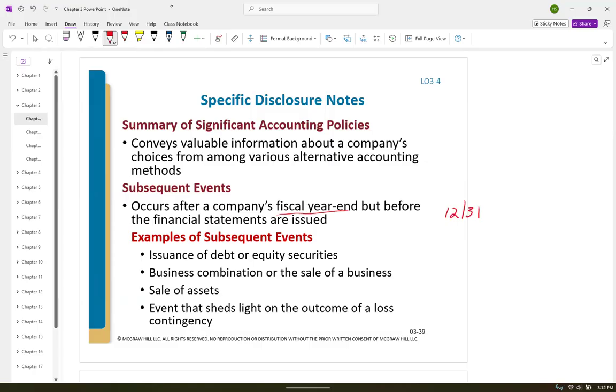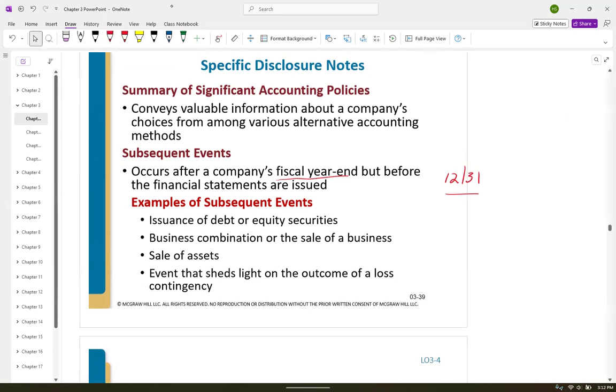Issuance of debt or equity securities, any business combination or sale of business, if there's a big merger that happened from the balance sheet date until the annual report date, that needs to be put in there. Any sale of assets. Okay.